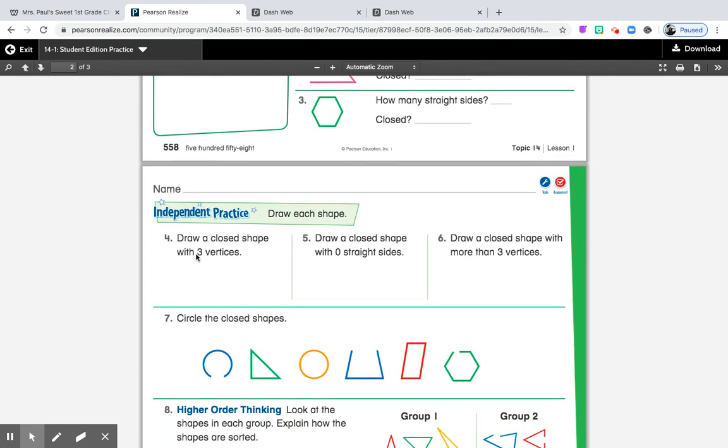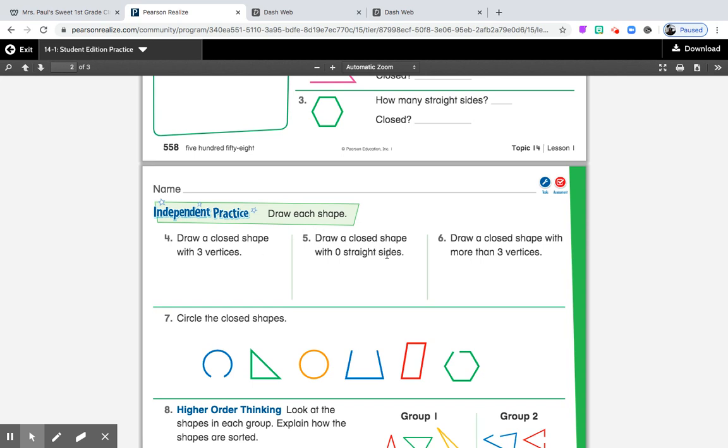Now here, boys and girls, it says draw a closed shape with 3 vertices. Do you know what shape that is? Very good. If you look here, it's a triangle. A triangle. Sing it with me. Triangle, triangle, 3 sides. Triangle, triangle, 3 sides. So it has 3 vertices, 3 sides, and it is a closed figure.